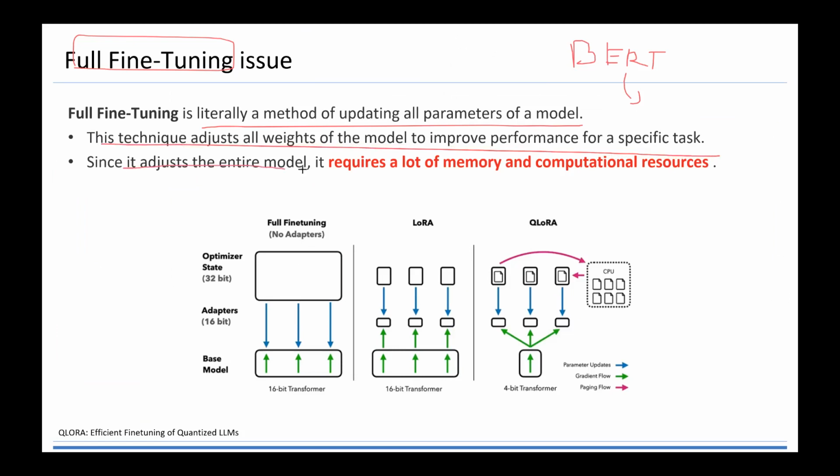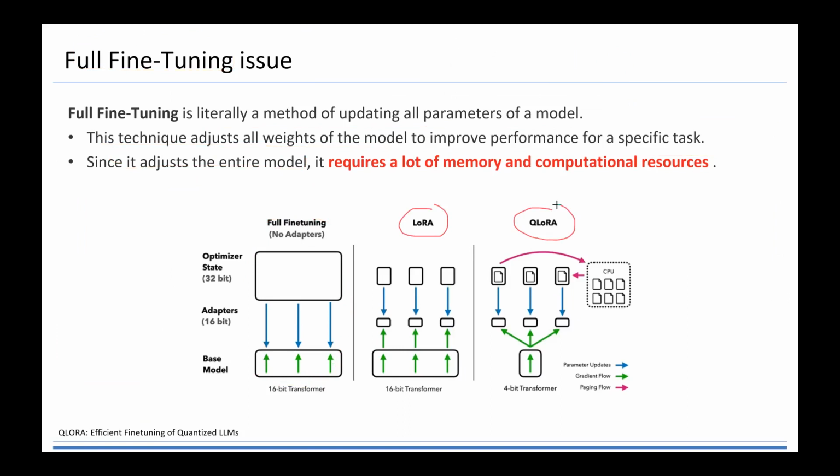These techniques adjust all weights of the model to improve the performance on specific tasks. Since it adjusts the entire model, it requires a lot of memory and computational resources. In full fine-tuning, you use all the weights, and it is very high in computational resources. That's why there are two additional methods, LoRA and QLoRA, which address how to reduce the computational resources. Even though the computational resources are reduced, the performance is still almost the same as full fine-tuning.